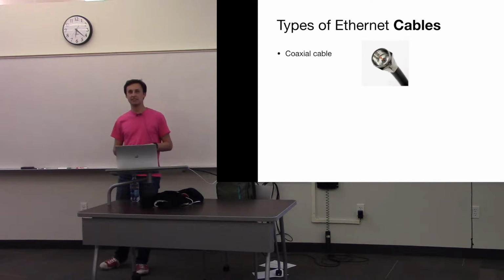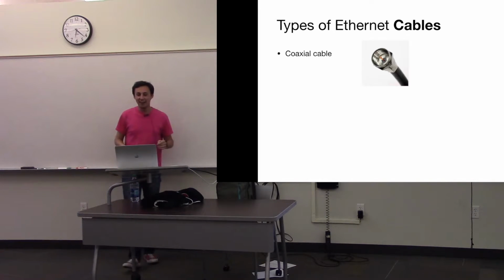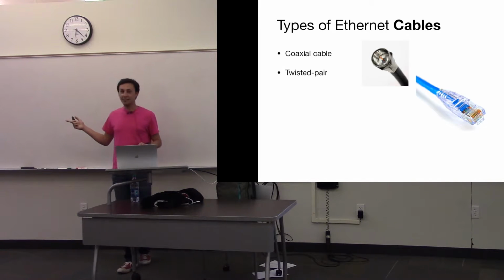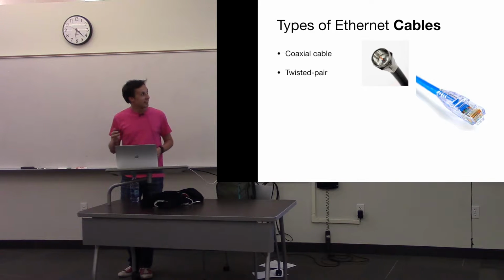So I think 10Base5 or whatever is like over coax or something. Twisted pair is, of course, Ethernet. We're using the same picture from the title slide for efficiency.